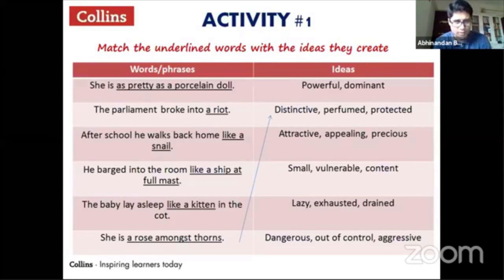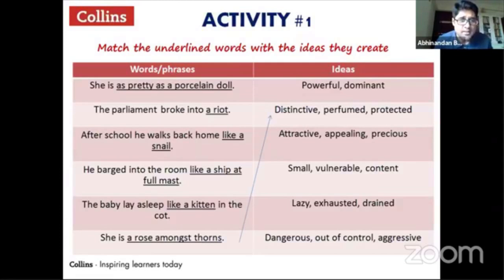I've done one for you. Let's see if you can have responses. Yes, already we are getting a lot of responses. The first one is what? 1-3. Okay. Attractive, appealing, and precious. Yeah, great. That's correct.